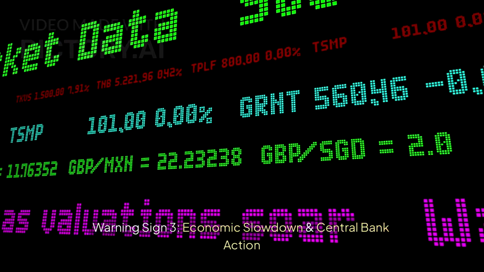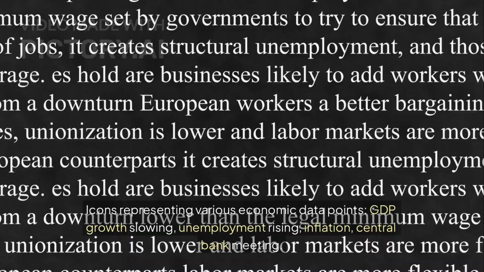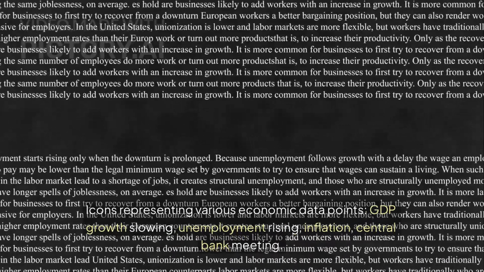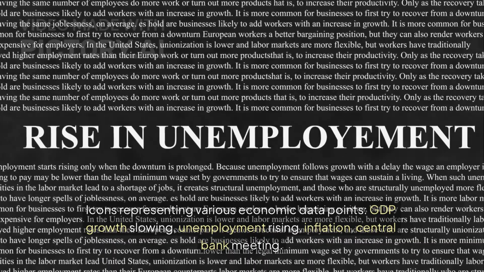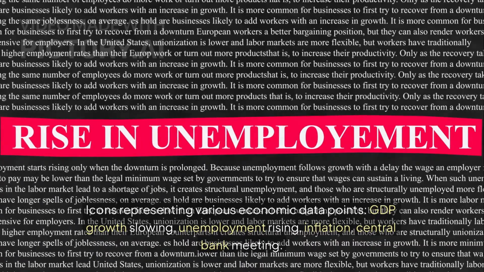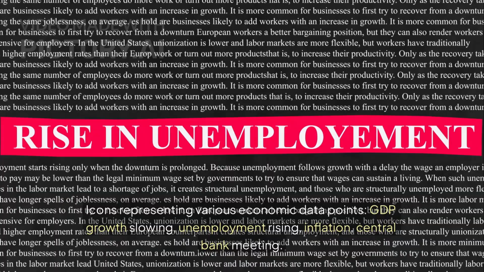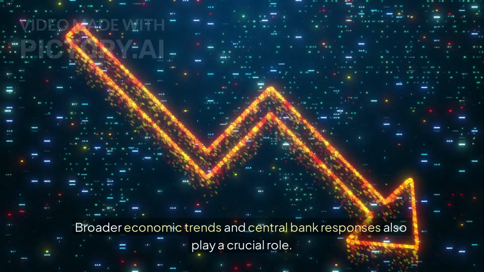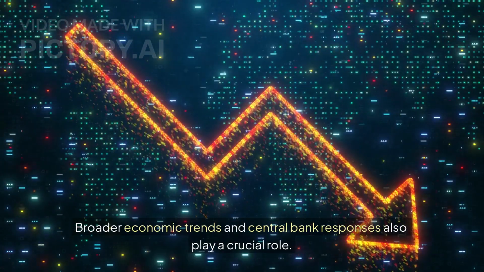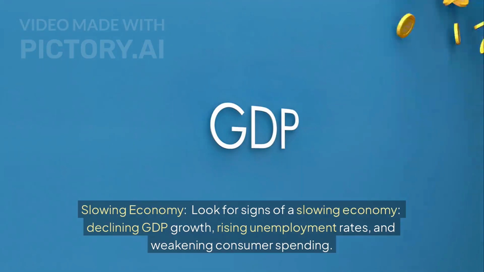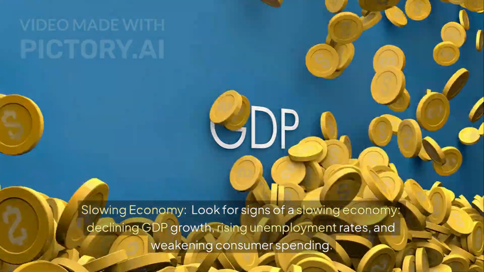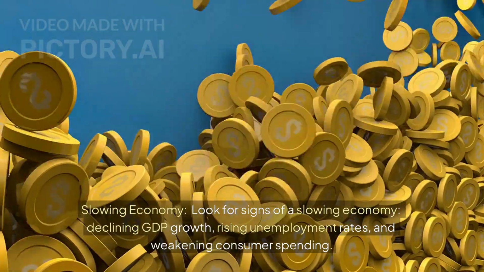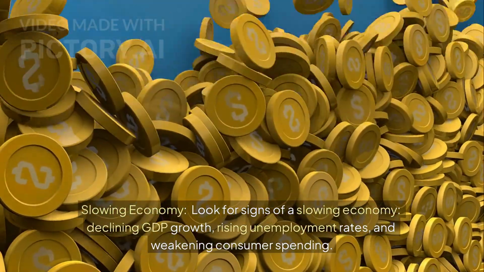Warning sign 3: economic slowdown and central bank action. Icons representing various economic data points: GDP growth slowing, unemployment rising, inflation, central bank meeting. Broader economic trends and central bank responses also play a crucial role. Slowing economy: look for signs of declining GDP growth, rising unemployment rates, and weakening consumer spending.